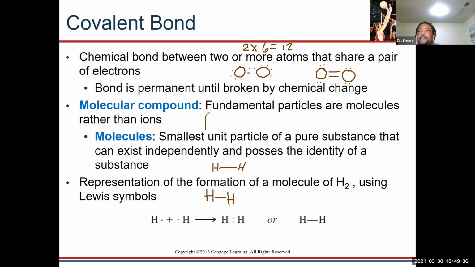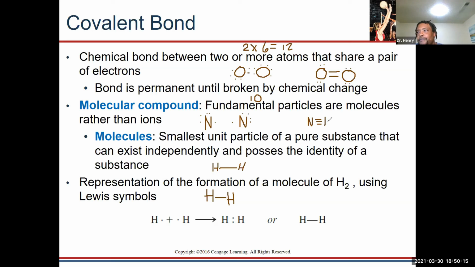Okay, what about nitrogen? Nitrogen has 5. 1, 2, 3, 4, 5. 1, 2, 3, 4, 5. So that's a total of 10. We have 10 electrons to work with. So how can I set it up so each nitrogen reaches its octet with those 10 electrons, with nitrogen and nitrogen coming together? Triple bond. Okay, triple bond.